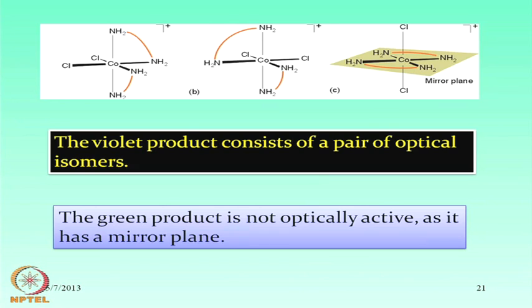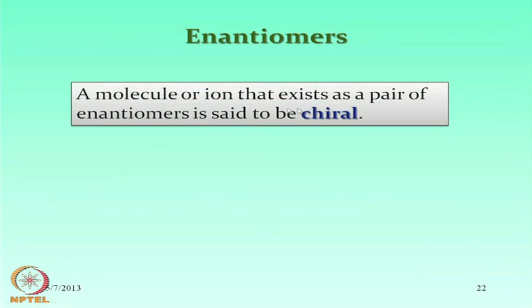So, thus we get three different types of products and we can label all of them according to their corresponding isomeric form. So, once we determine this, that means we have the corresponding different forms, we get them as their enantiomers. So, a molecule or ion that exists as a pair of enantiomers is said to be chiral. So, if we have a pair of isomers like our tris chelate or the dichloro cis compound, then let's call them chiral molecules.